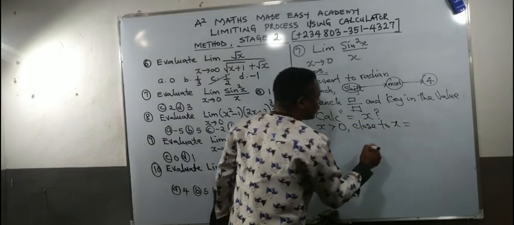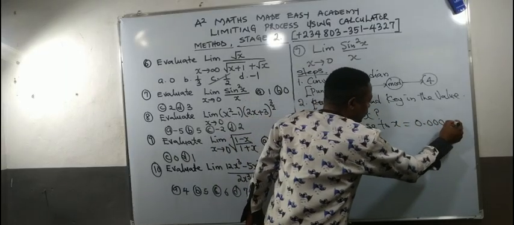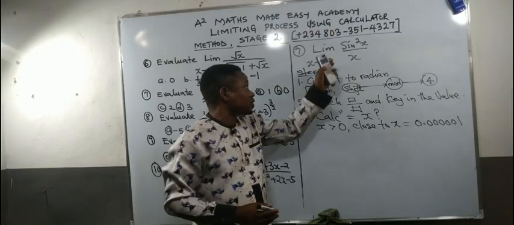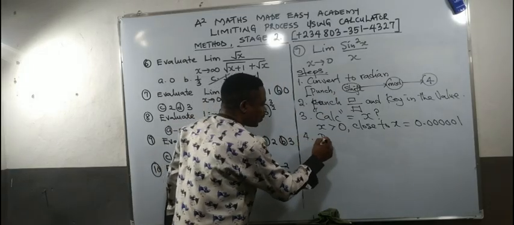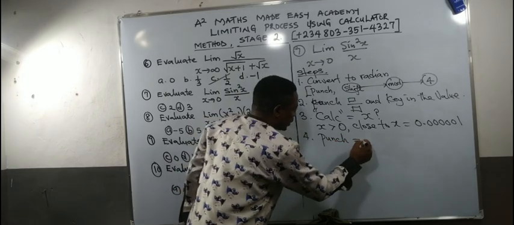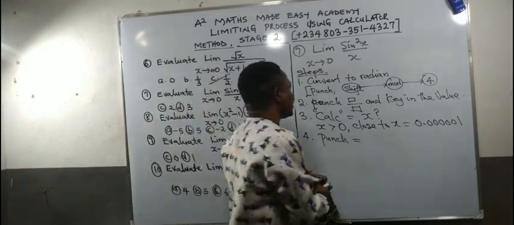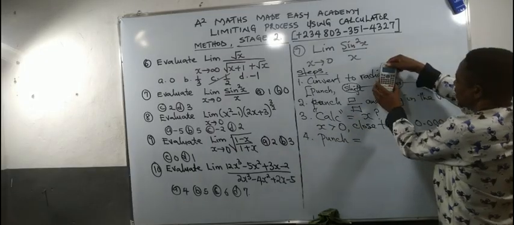And what is the value? Since here is 0, I will say 0.000001. Can you see that this is closer to 0, but it's not the same thing? Then finally, which is step 4, punch equal to, and the answer will appear. Okay, now let us use this thing, using what we call the calculator method.